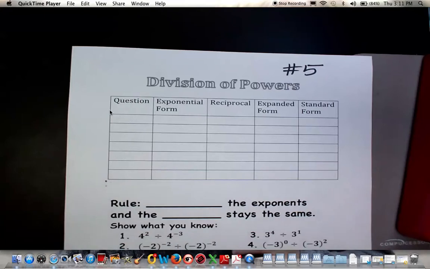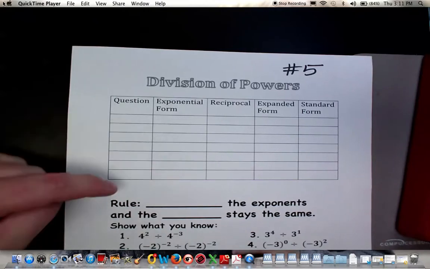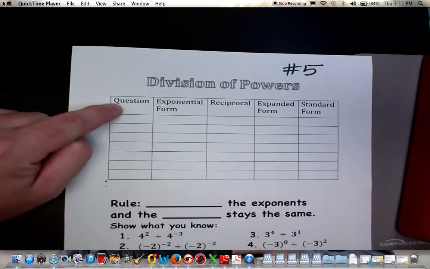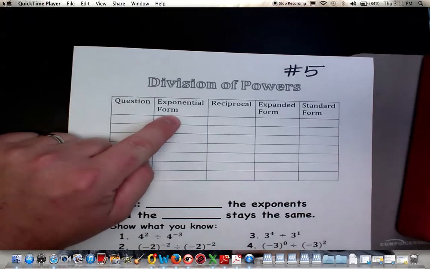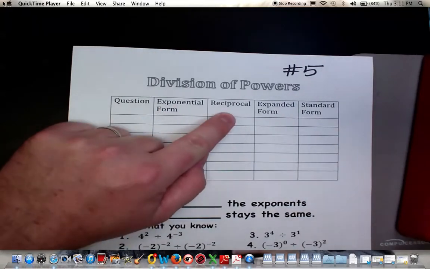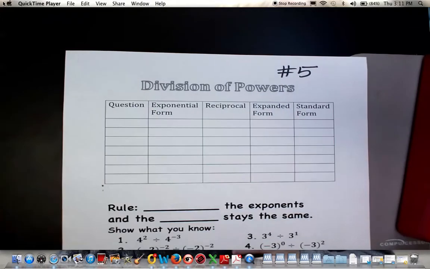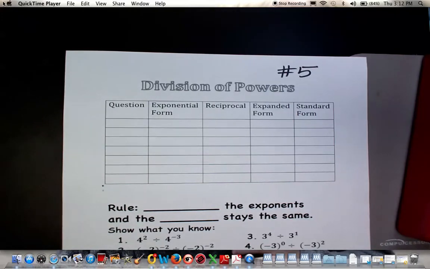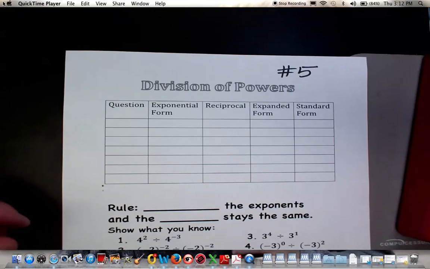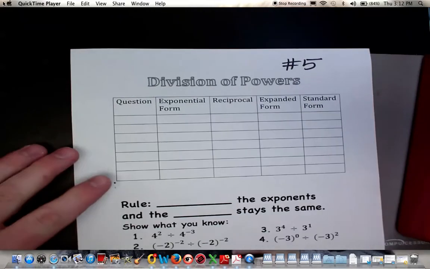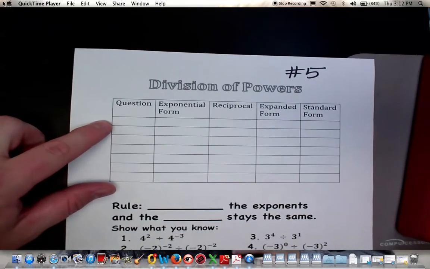Okay, we've kind of tweaked the organizer here for you. We've got our question here that we're going to put. This is my exponential form. This is my reciprocal in case I have a negative exponent. This is my expanded form and my standard form that I have left here for my organizer. So let's get a look at these and see if we can figure out what the rule is for doing division by powers.